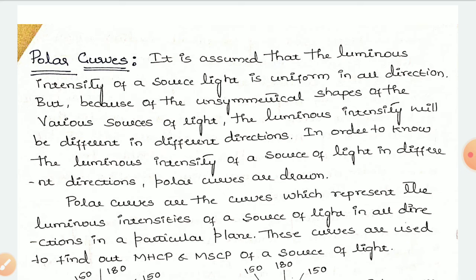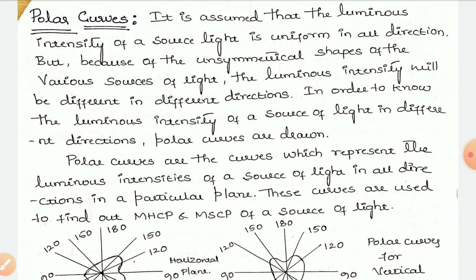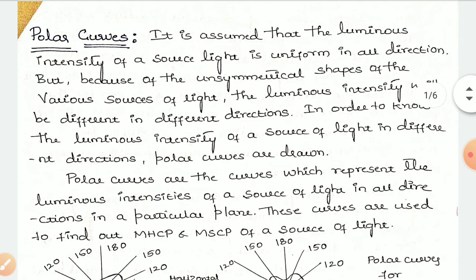In order to know the luminous intensity of a source of light in different directions, these polar curves are drawn. Why are these polar curves drawn? We have assumed that luminous flux or luminous intensity is the same in all directions in all planes, but it is not true because of the unsymmetrical shapes of various lamp sources. That is why the luminous intensity will be different in different directions. So to know the luminous intensity of the source of light, we draw the polar curves. Understood? What is the necessity of the polar curve?